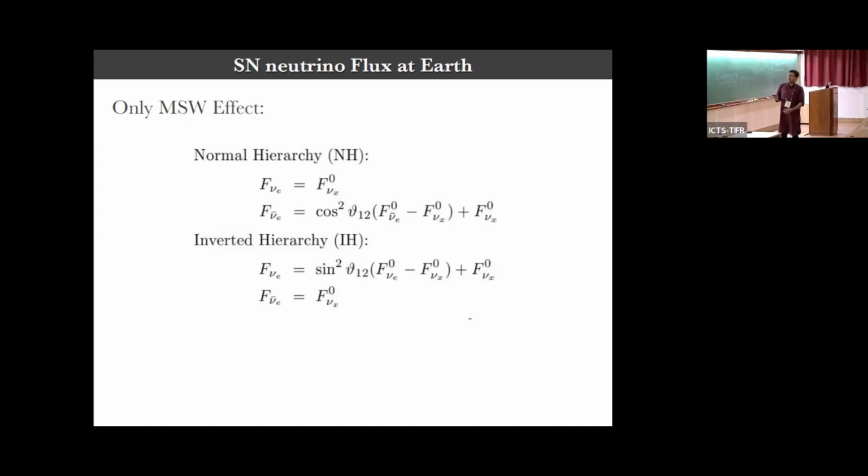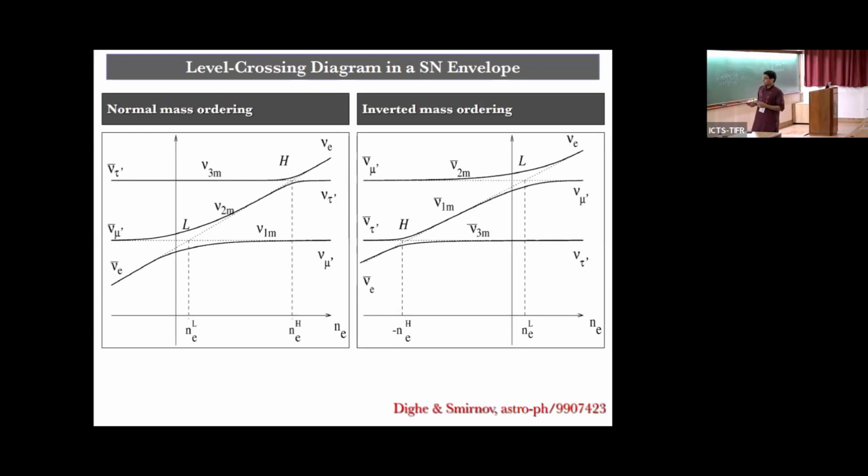For example, for the f ν̄, of course, it depends on cos²θ12 and sin²θ12. So this is the flux expression one can use if there is no collective oscillation. It's reasonably straightforward.